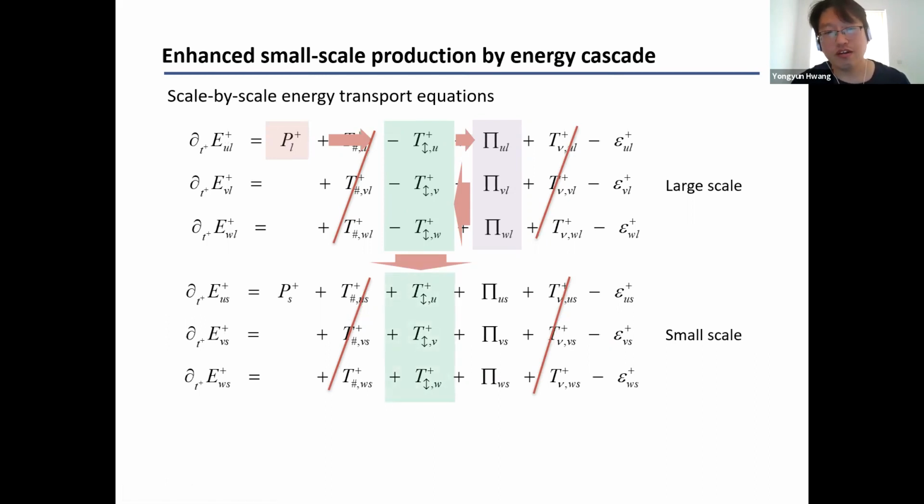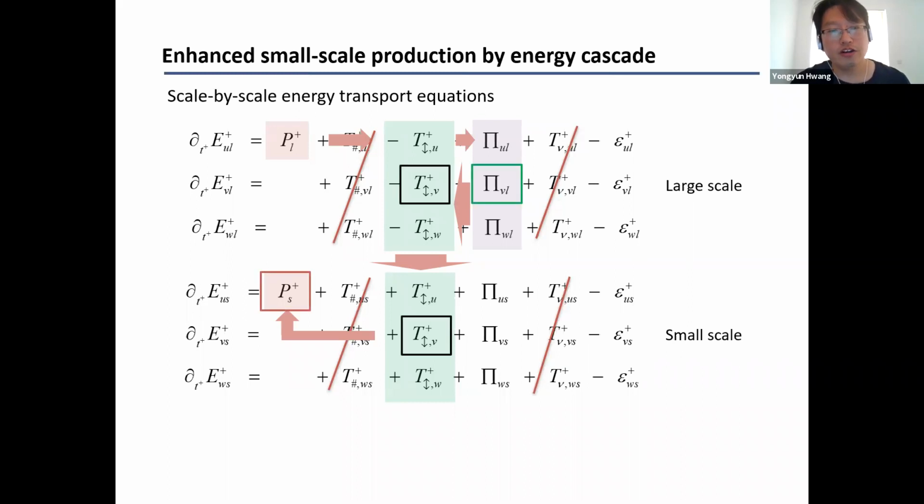And then we realized that there are some situations where the small scale, especially the wall-normal component of the small scale, actually activates the production at small scale. Okay, that was something that surprised me when we saw it the first time.